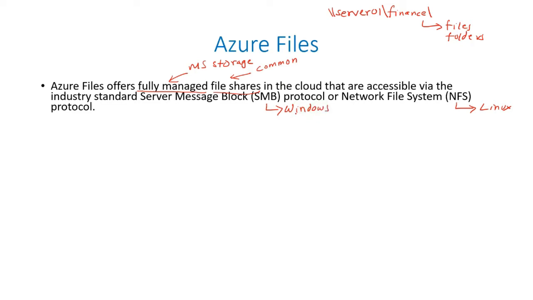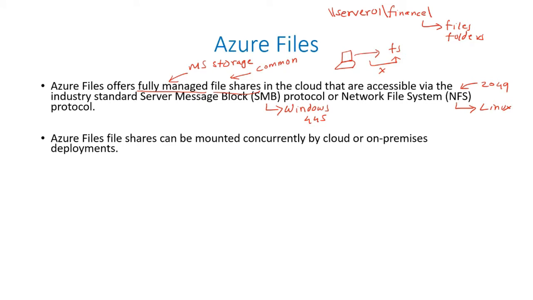What are the ports that are required to be opened for the SMB protocol and the NFS protocol? Port number 445 is required for the SMB protocol, and for NFS it is port number 2049. If these ports are open between your machine and the file share, then only you will be able to access the file share. Otherwise you can't access it. So this is a mandatory thing.